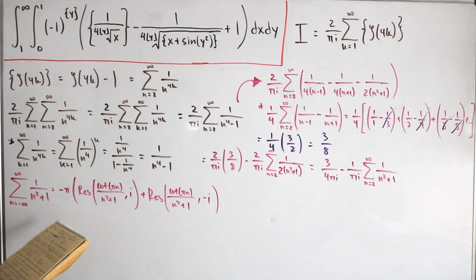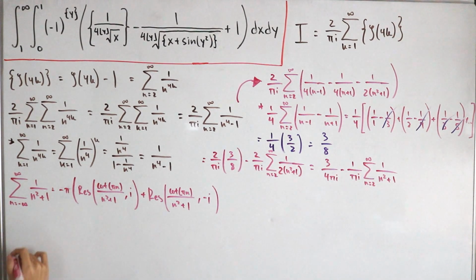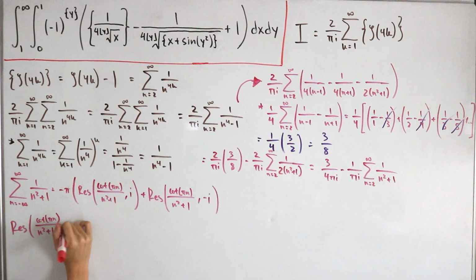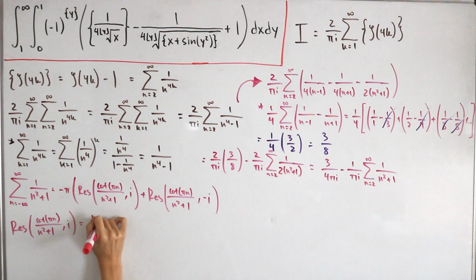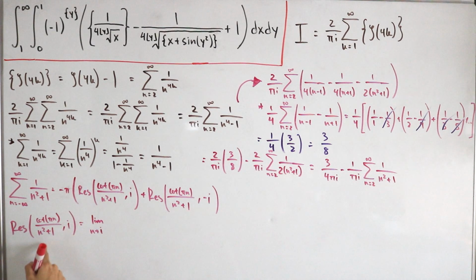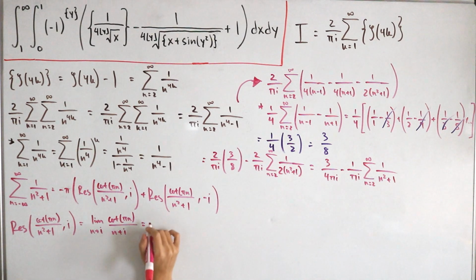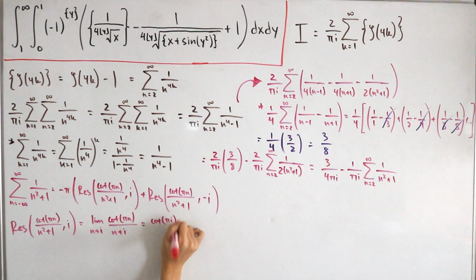Okay, so let's calculate the separate residues one at a time. Let's first do the residue of cotangent pi n divided by n squared plus 1 at i. So I take the limit as n approaches i, and if I factor the denominator I have n minus i and n plus i. Multiplying by n minus i in the numerator cancels one of them, so I have n plus i on the bottom. So the limit of cotangent pi n divided by n plus i means I have cotangent of pi i divided by 2i. So that's one residue down.